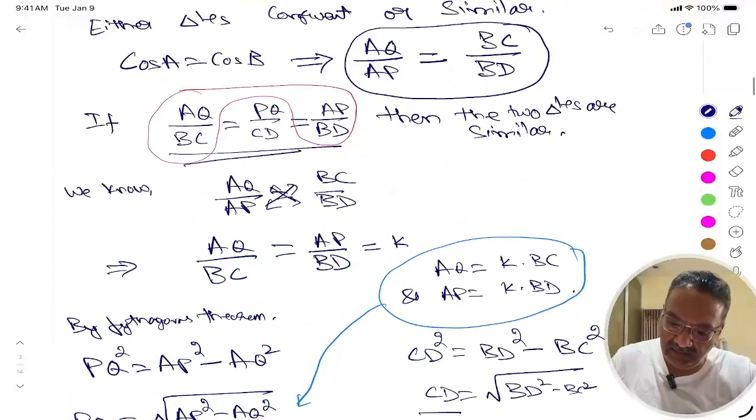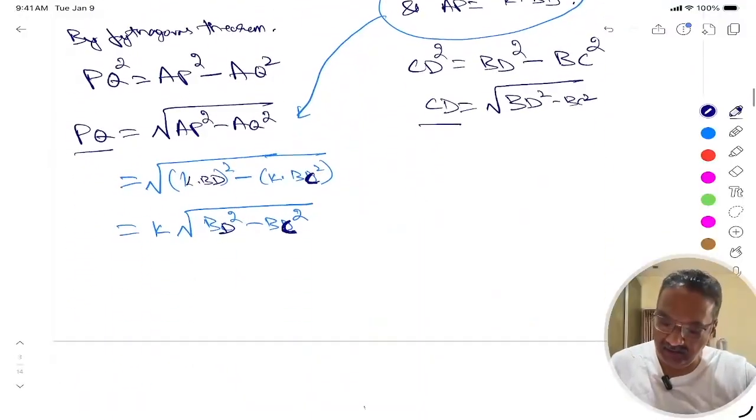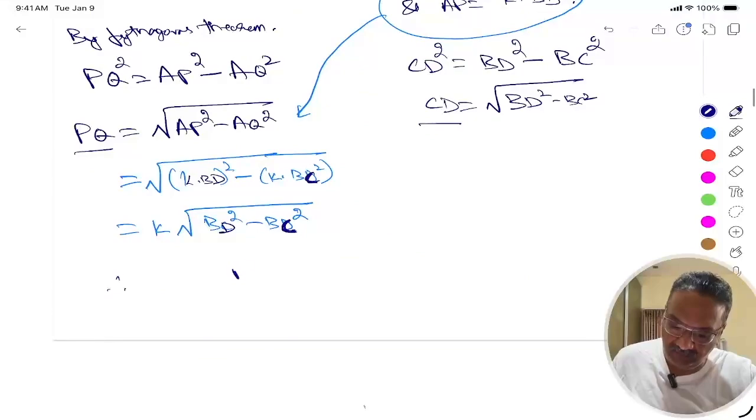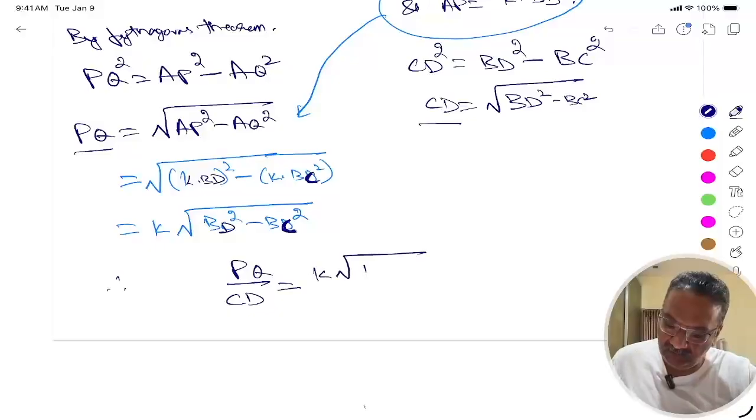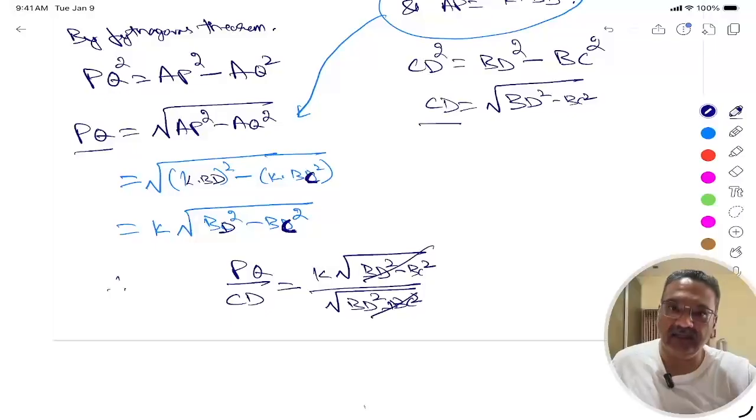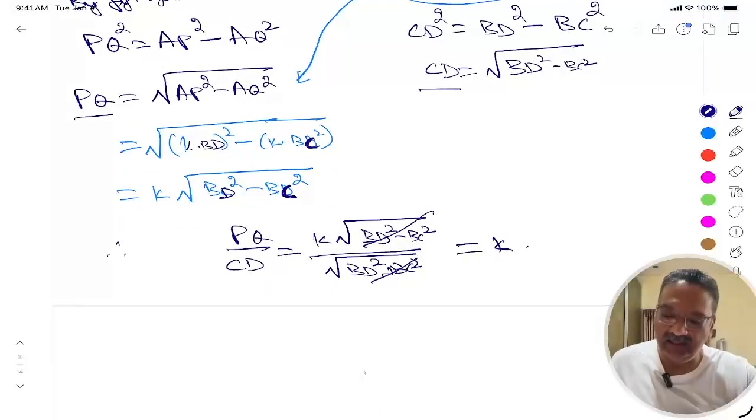What we need here is PQ by CD. Okay, so what is PQ by CD? Therefore PQ by CD is equal to, PQ is K times square root of BD square minus BC square divided by, what is CD? CD is square root of BD square minus BC square. This cancels. We got K.